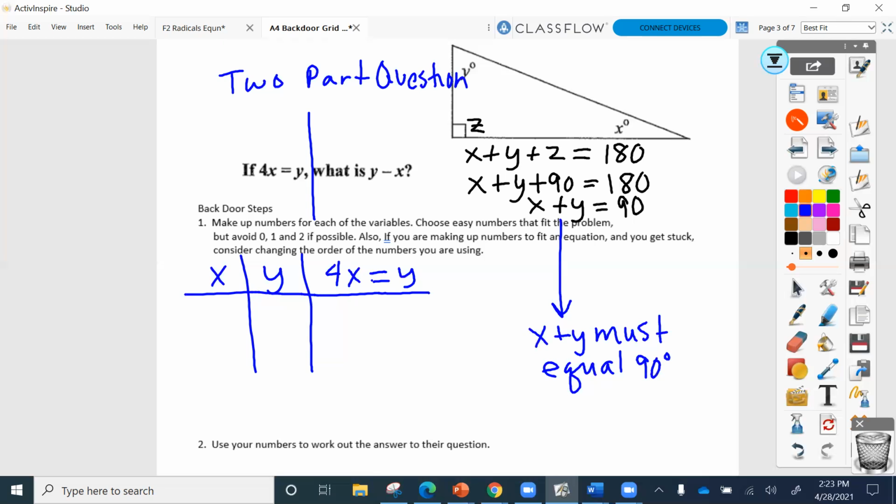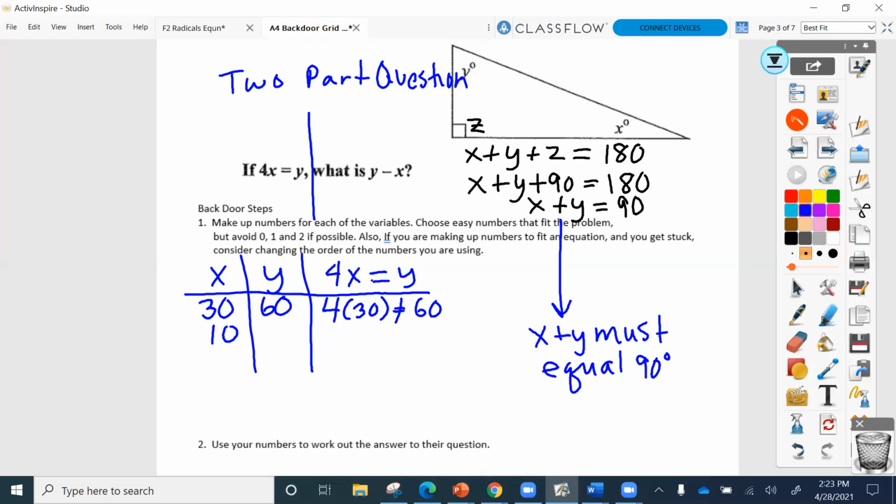So you have to keep that in mind when you're choosing your x and your y's. So let's see, if x was 30, then y had to be 60, right, in order for them to equal 90. So let's try that. Is 4 times 30 equal to 60? Well, no, 120 is not equal to 60. So that doesn't work. So let's keep trying things.